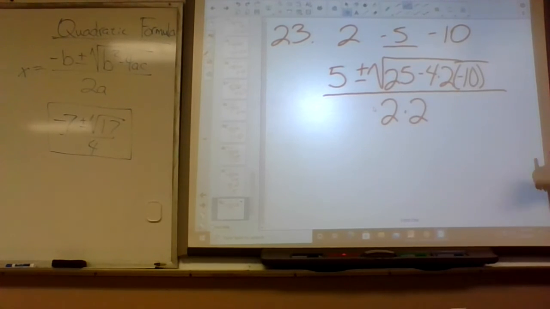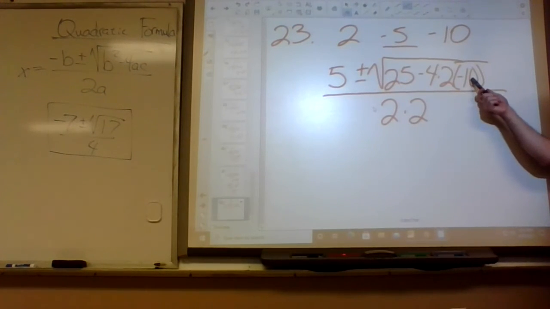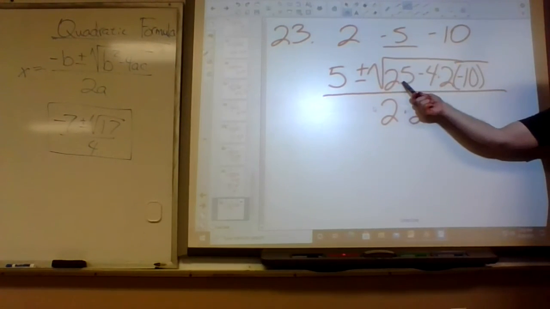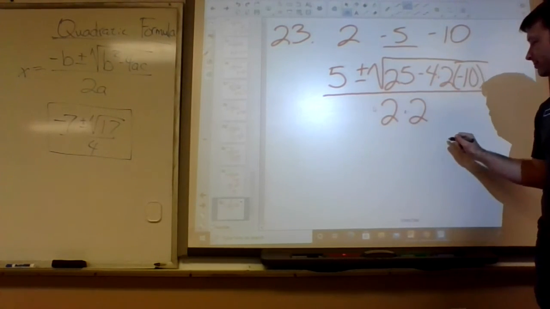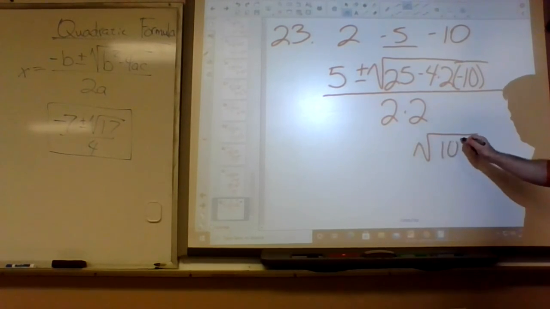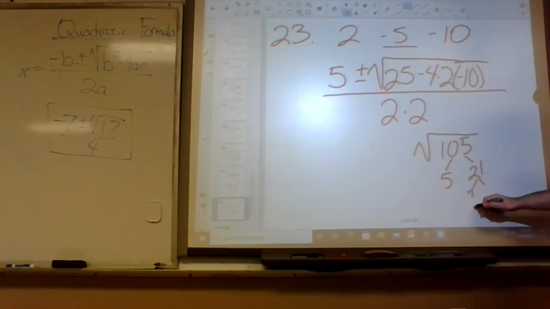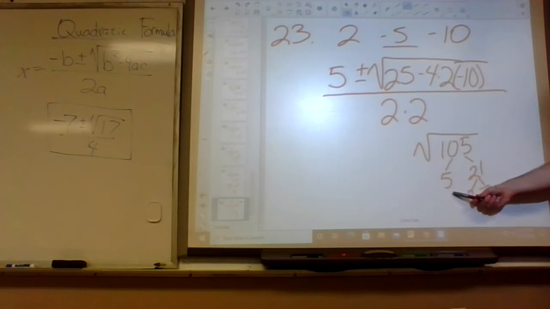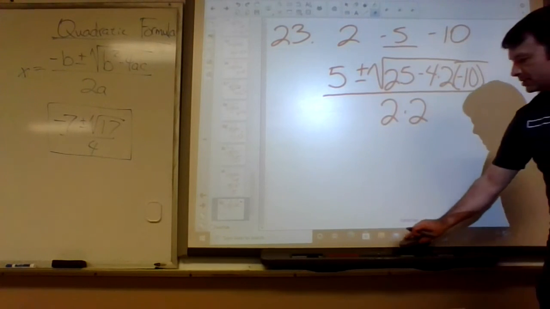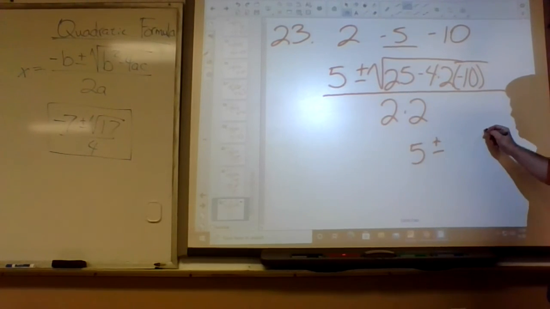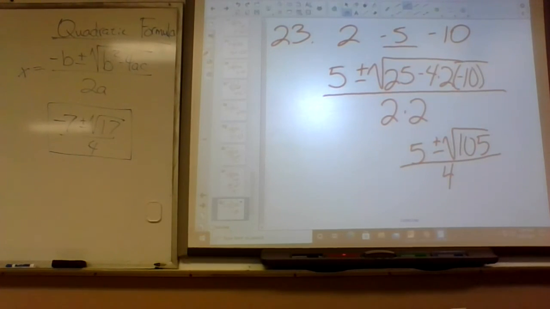Okay, so when I do these, I always start with the times right here. Negative 4 times 2 is negative 8, times negative 10 is positive 80, plus 25, well, 25 plus 80 is 105. Does that simplify? 5 and 21, 3 and 7. No. So we get to leave it as 105. So it's 5 plus or minus square root of 105 over 4. That's all we can do.